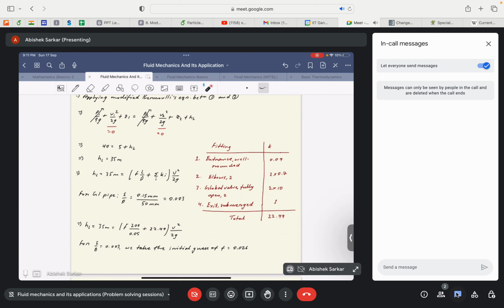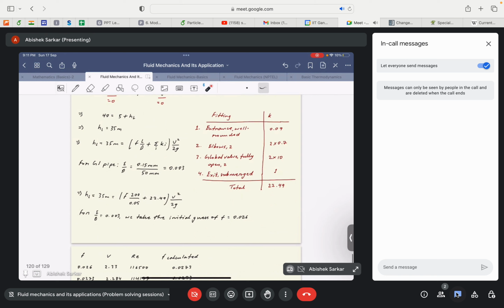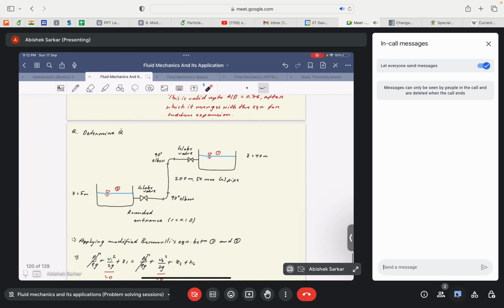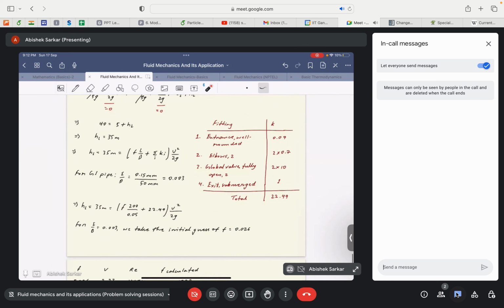So what we do is we sum up all these values. From that, we get that the sum of all K is equal to 22.49. So we can directly write it here. Then the value of surface roughness is given as 0.15 mm, since it's cast iron, I guess, if I'm not wrong. Okay, it is already given. Sorry, it's for a galvanized iron pipe. I'm sorry, GI is galvanized iron pipe. Epsilon by D is 0.003.